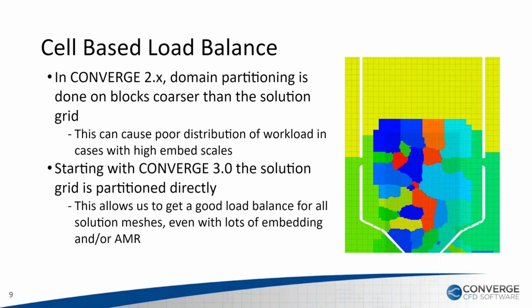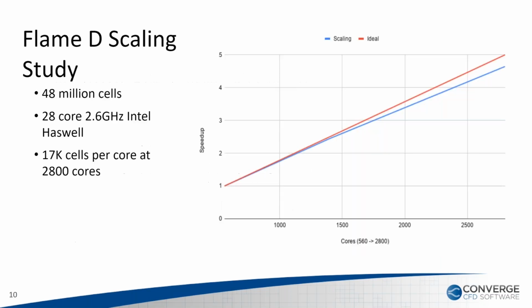So in Converge 3.0, we've changed our load balance structure so that now we can put any mesh cell on any processor, which means we're able to get a good load balance for any case setup. You can run any number of different mesh refinement levels with complex moving geometry and all that sort of exciting things, and still get a really good load balance. That means we can push Converge to thousands and thousands of cores without running into a problem where we're no longer able to distribute work evenly among those cores.